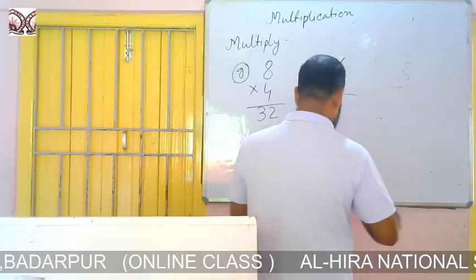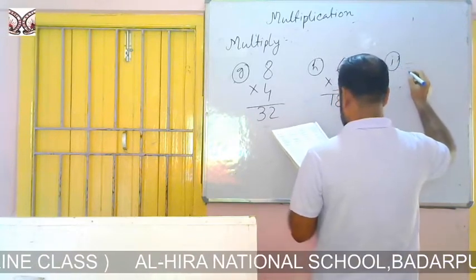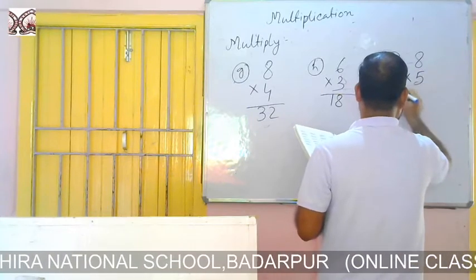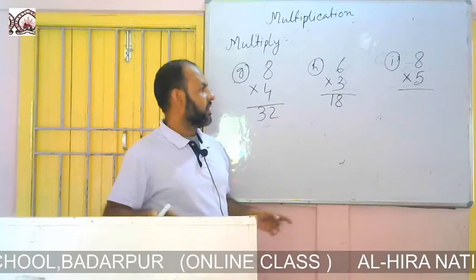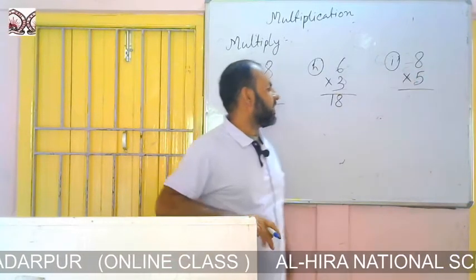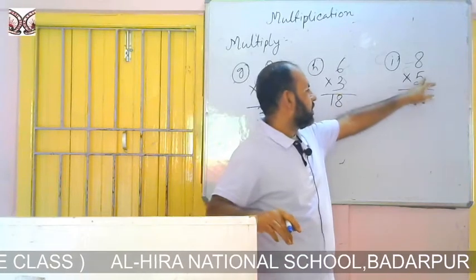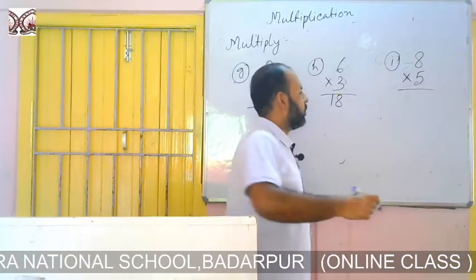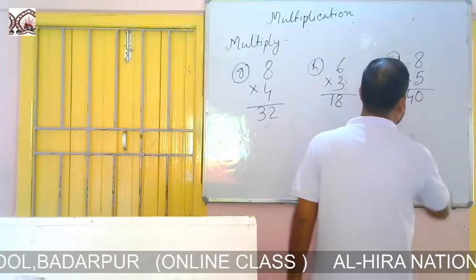Next question. 8 into 5. So if we count table number 8, 8 1 is 8, 8 2s are 16, 8 3s are 24, 8 4s are 32, 8 5s are 40.